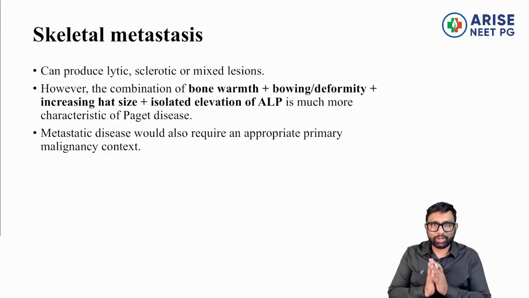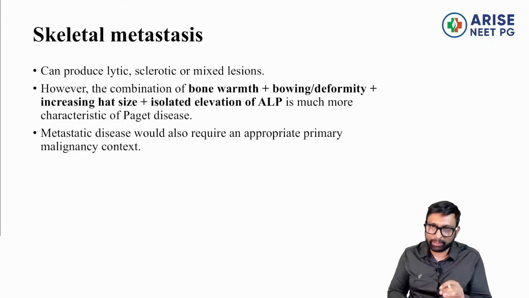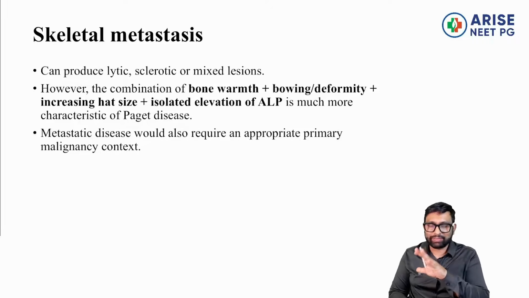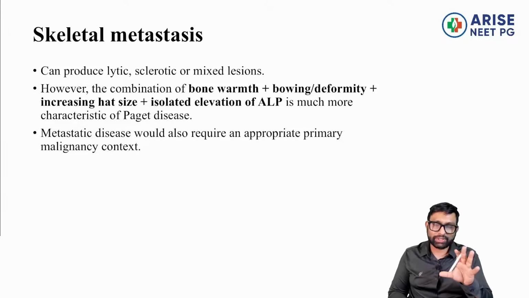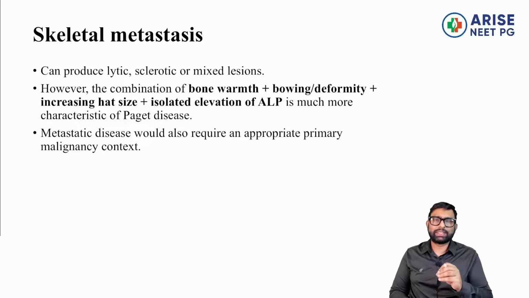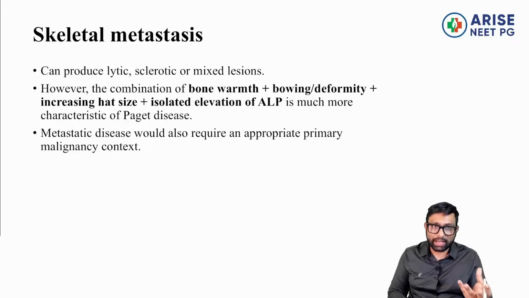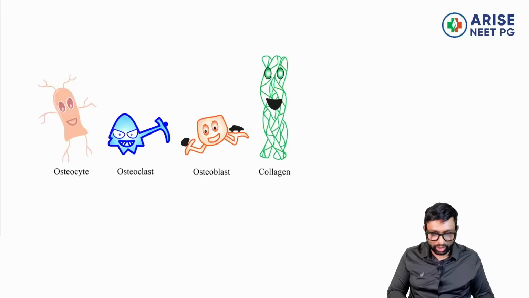Okay, then coming to skeletal metastasis. Yes, in skeletal metastasis, it is possible to have lytic, sclerotic and mixed lesions. It is also possible for the patients to have some elevated ALP as well, but in metastatic disease, they give you more clues. They tell you where the primary is, if there is any mass somewhere, and they give you clues that the patient has some carcinoma problem. But in this question, all of those were not given. So the answer here by exclusion is Paget's disease.